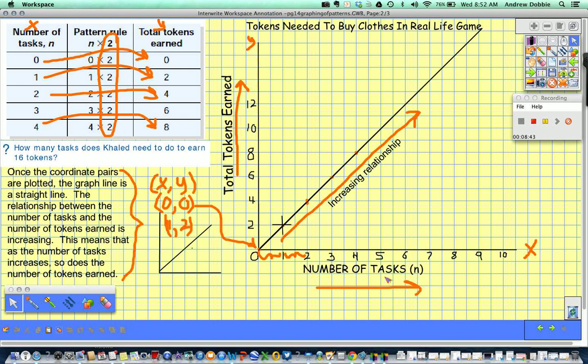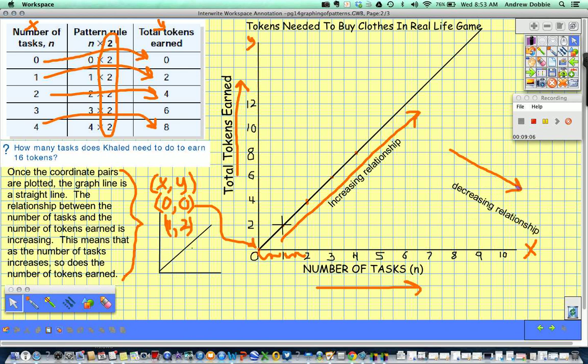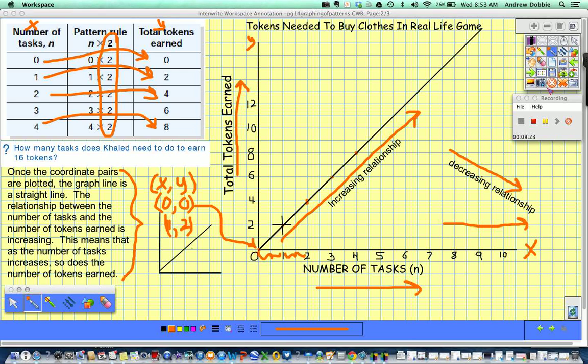So in this case, comparing the number of tasks to the total number of tokens earned, that's an increasing relationship. Now visually, when you're using a graph, if you have a line that goes like this when comparing, well, that would represent a decreasing relationship. But the one that we're focusing on today happens to be an increasing relationship. Just know that for example. So here's a question that's really going to throw you. What would this be? Something to think about for later. Okay, let's get back to this question now.